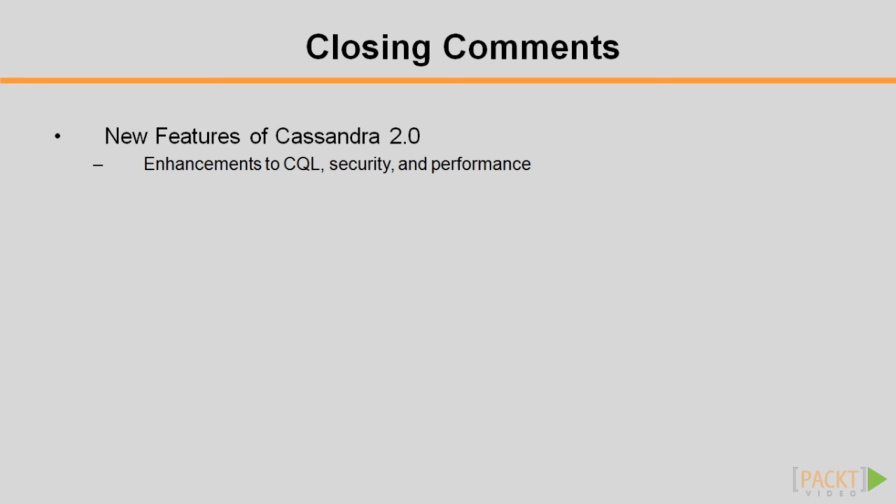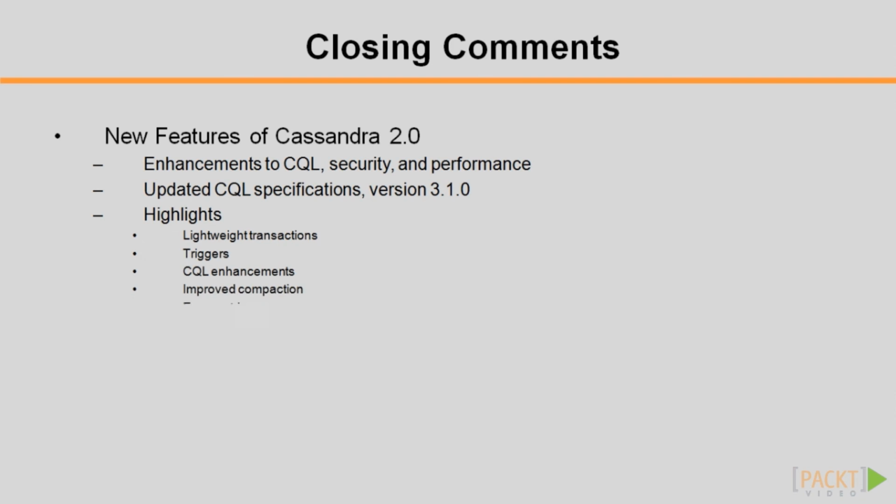It includes many enhancements to CQL, security, and performance. The CQL specification is updated to version 3.1.0. Here are some of the new features and enhancements that deserve your attention. First, lightweight transactions. It allows ensuring operation linearizability similar to the serializable isolation level offered by relational databases, which prevents conflicts during concurrent requests. Then, triggers.